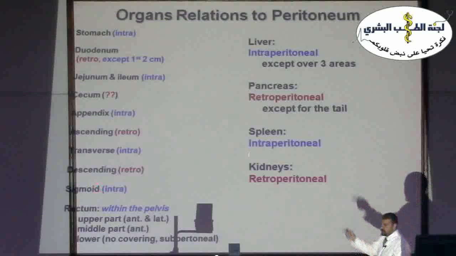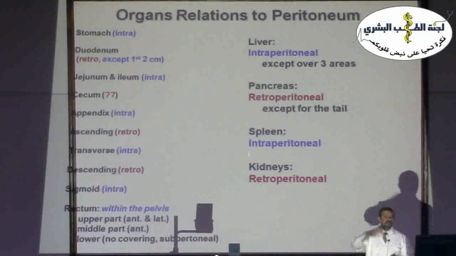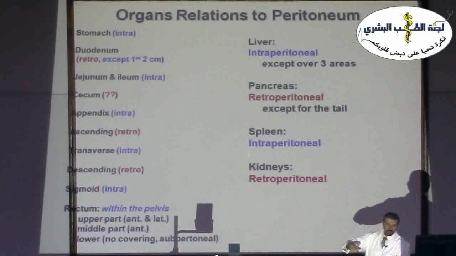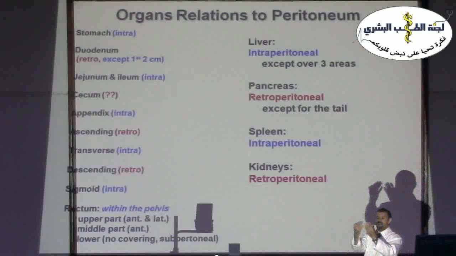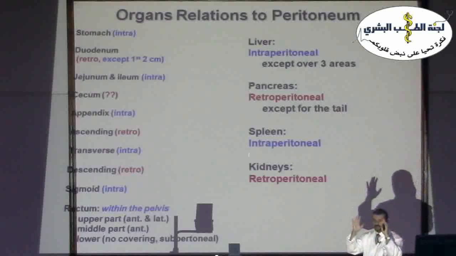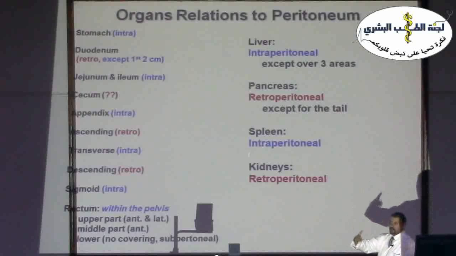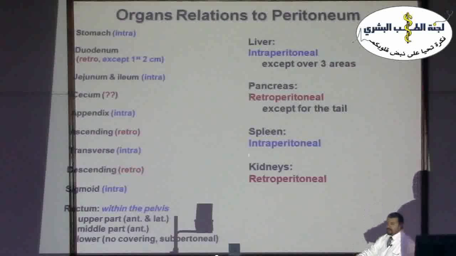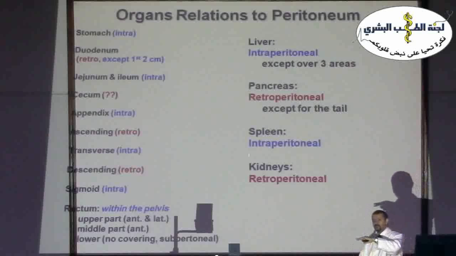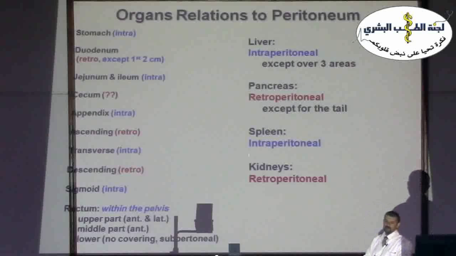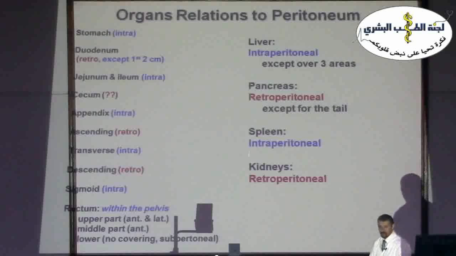Now after the sigmoid colon we have the rectum. Where will the rectum actually pass? In the pelvis, not in the abdominal cavity. So the first part of the rectum, the upper third, will be covered anterolaterally. So it's partially covered by peritoneum. The second third of the rectum will be covered only anteriorly. The third part will be in the pelvic cavity, below the peritoneum, so it's not covered by peritoneum. It's subperitoneal now. The term subperitoneal means it's below the peritoneal cavity itself. So the rectum is three different structures.